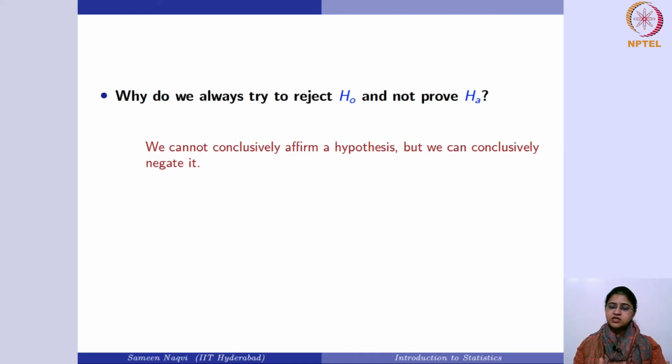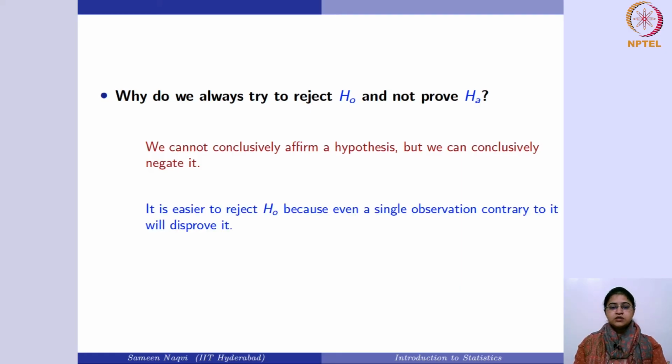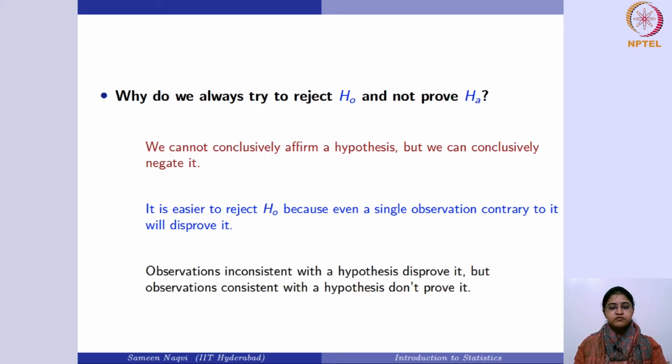So I can easily accept the alternative one instead of proving it, because proving it is not easy. Observations inconsistent with the hypothesis will disprove it, but if you find that this sample is not proving it, if you are working with the alternative directly, then you cannot say that this is going to be true in general also, right?